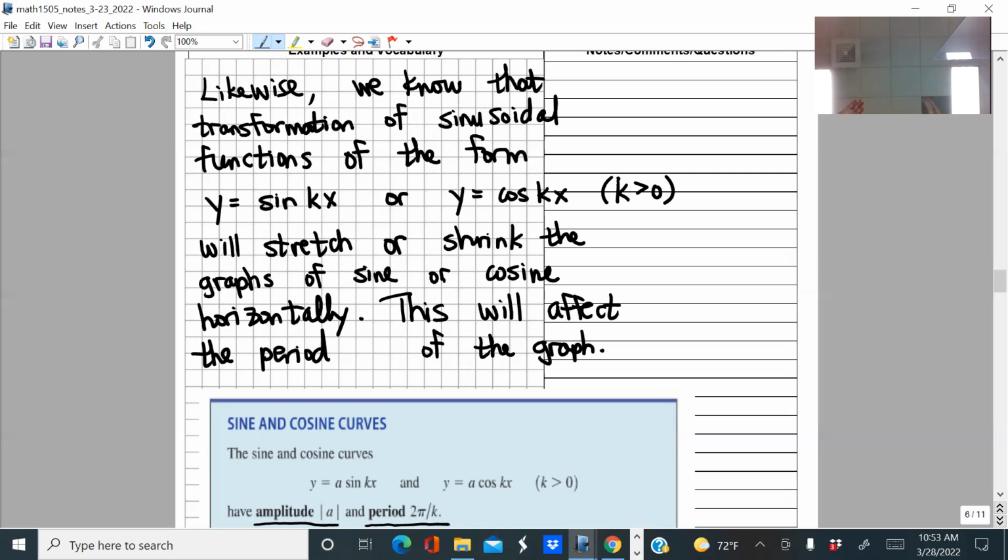So when you have a horizontal shrink or stretch, that's going to affect the period of the graph. All right. Remember, normally a sine or a cosine curve repeats every how many units along the x-axis? Every 2 pi units. But if you shrink it or stretch it, you're going to change how often it repeats along the x-axis, right? If you shrink it, it's going to be repeating much more frequently, or if you stretch it, it's going to be repeating less frequently.